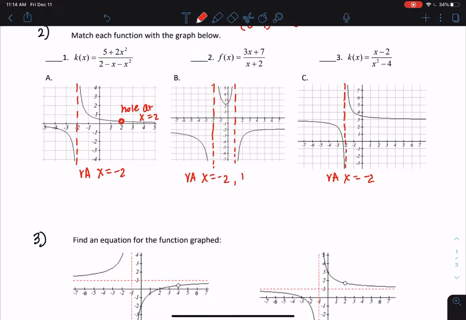So just with that information, let's see if we can narrow this down. So I know vertical asymptotes come from the denominator, so let's examine these denominators. Here we got 2. For number 1, let's reorder this. So taking the negative, let's put these in order. Negative x squared minus x plus 2. Let's factor out the negative. And then let's factor it even more.